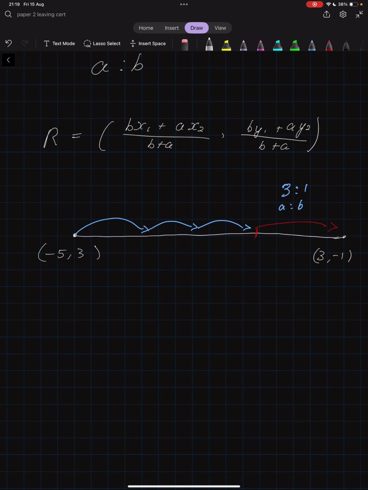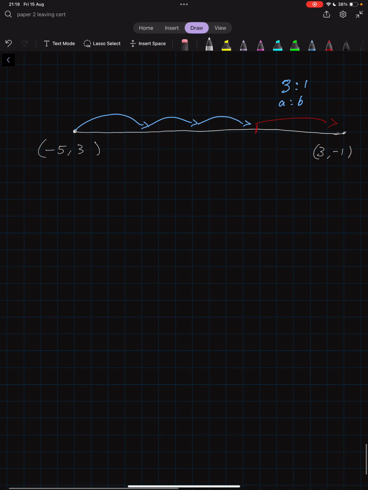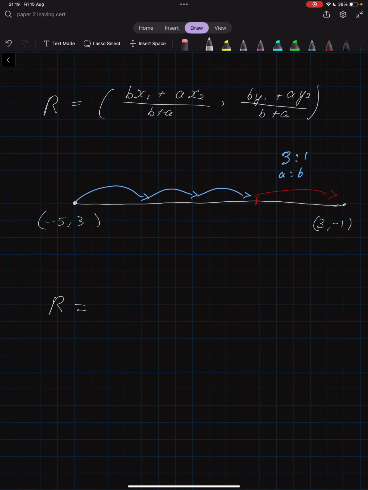The way you do it is, this is called internal. External I'll do in a second, but if they wanted to do it internally, then they want to find the point that is 3 and 1 on the line. But basically, this point R is equal to, so again, look at the formula. B is 1. So it's 1 times, so again, this is x1, y1. This is x2, y2. And this is the only time when it actually matters.